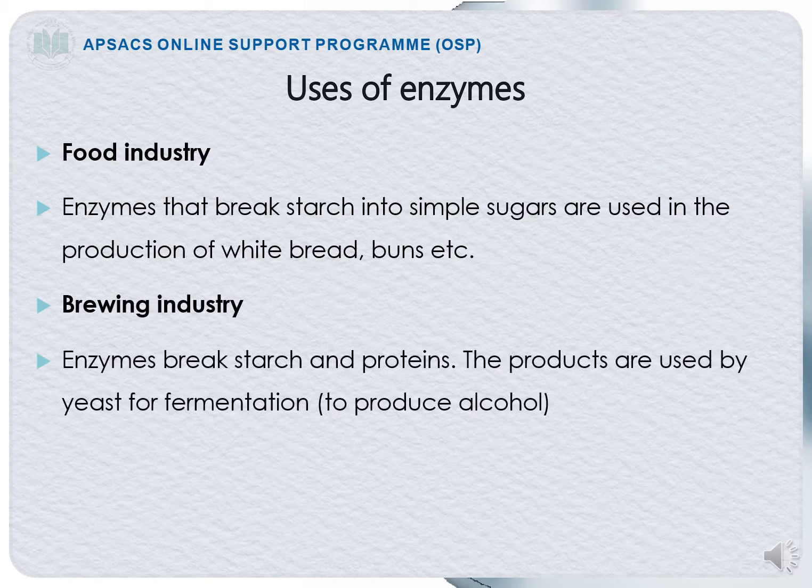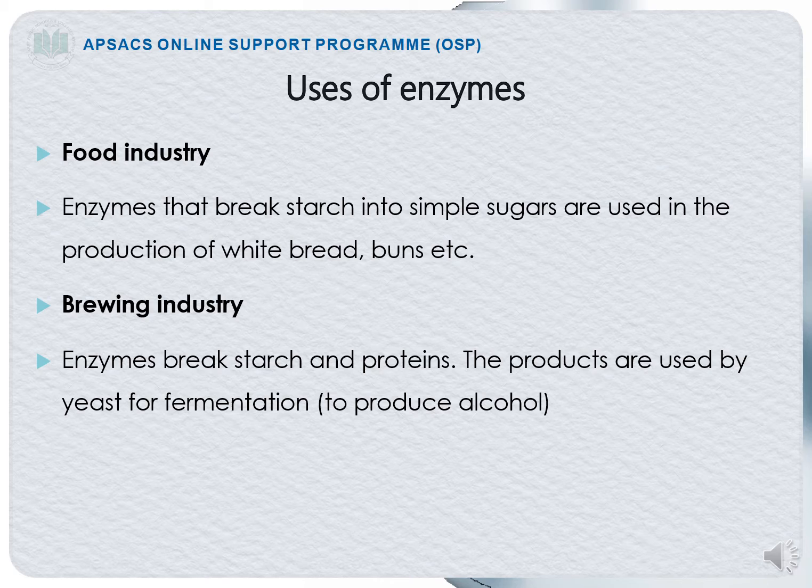Brewing industry. Enzymes break starch and proteins. The products are used by yeast for fermentation. What does the term fermentation mean? Fermentation is actually an anaerobic process in which energy can be released from glucose even though oxygen is not available, and fermentation mostly occurs in the yeast cells, right?